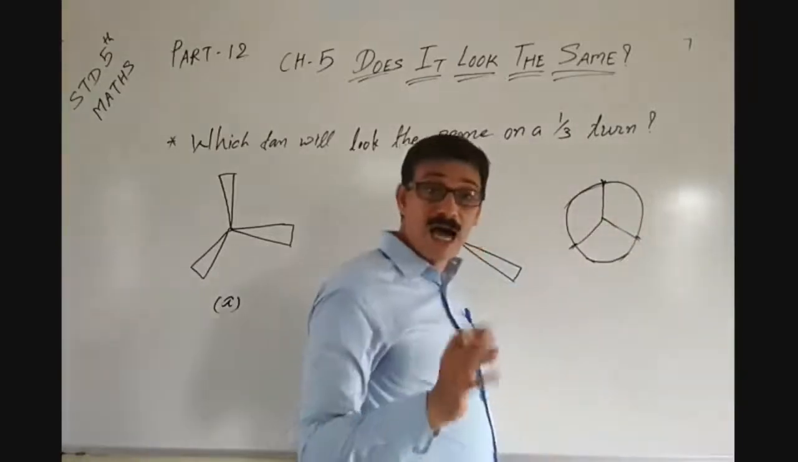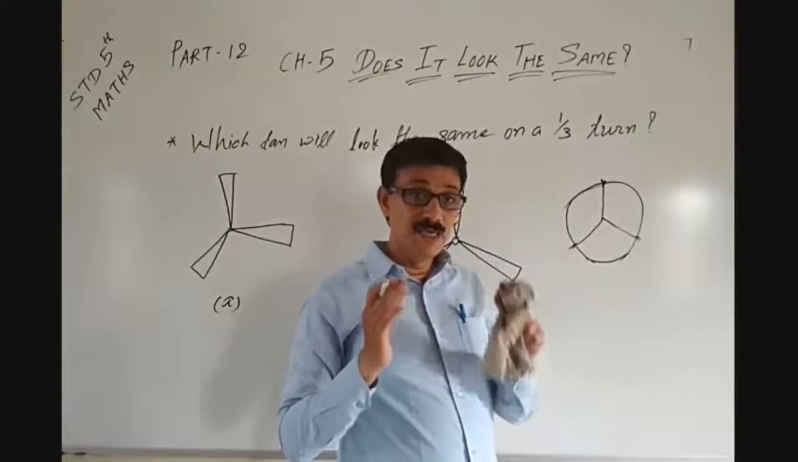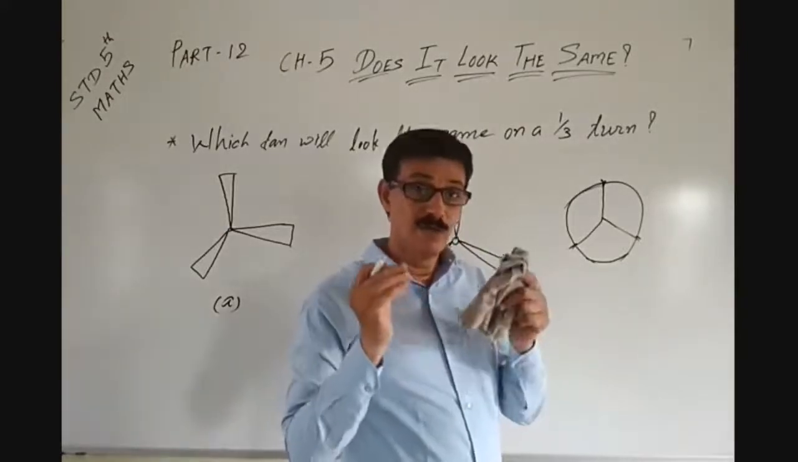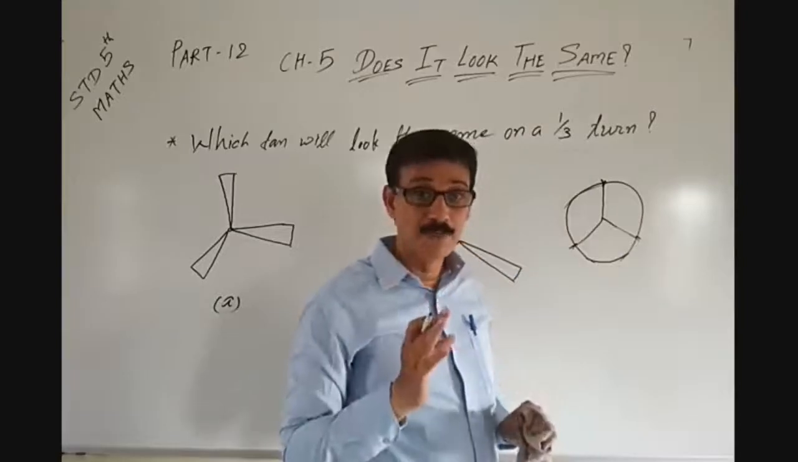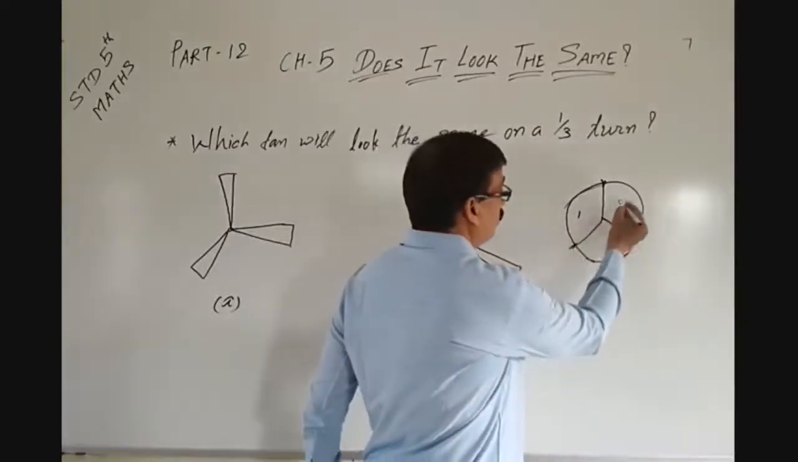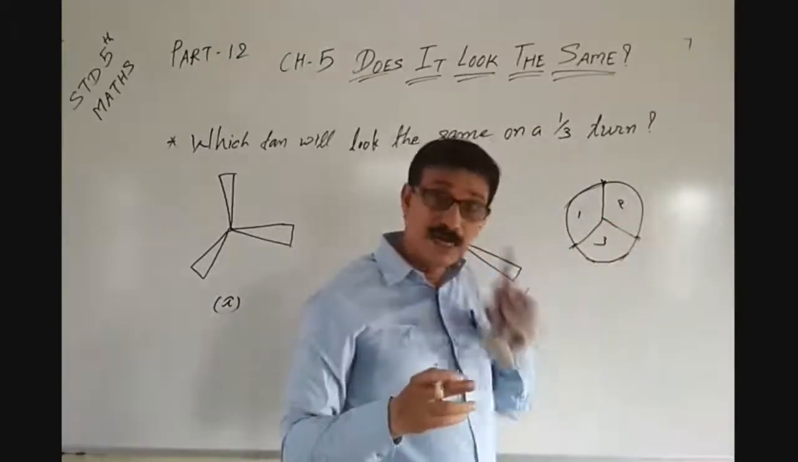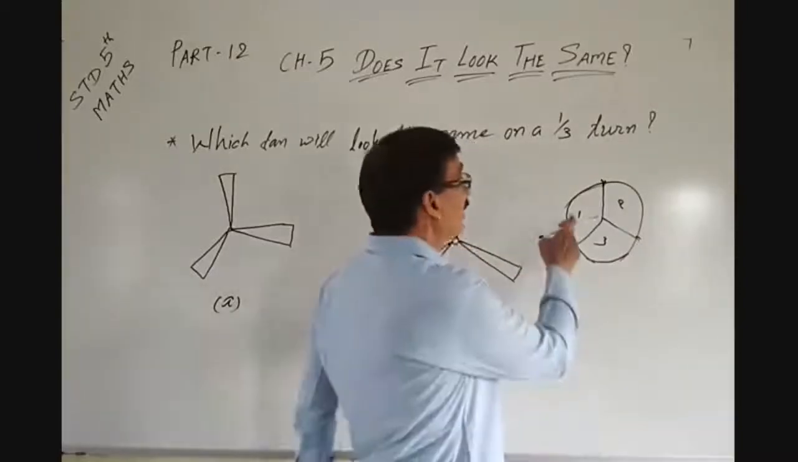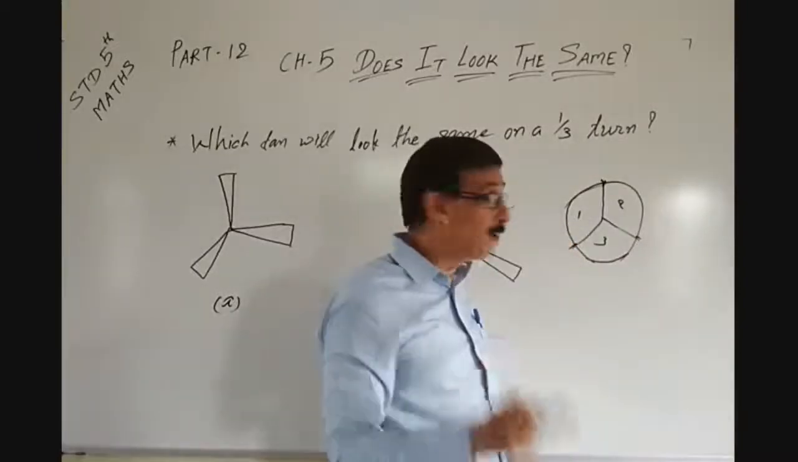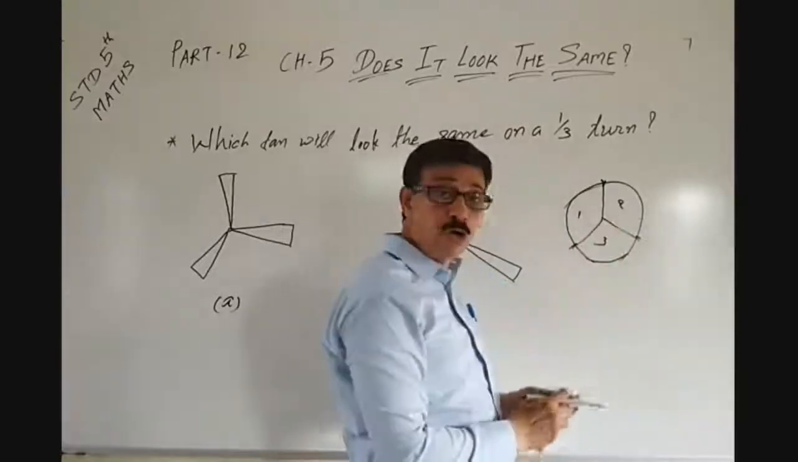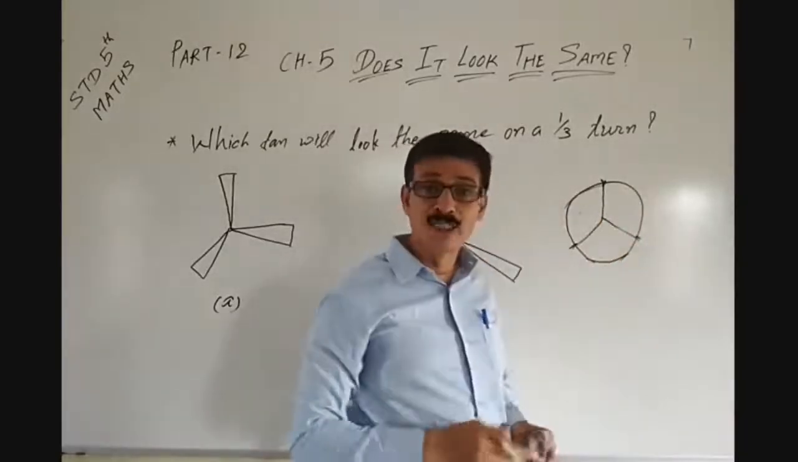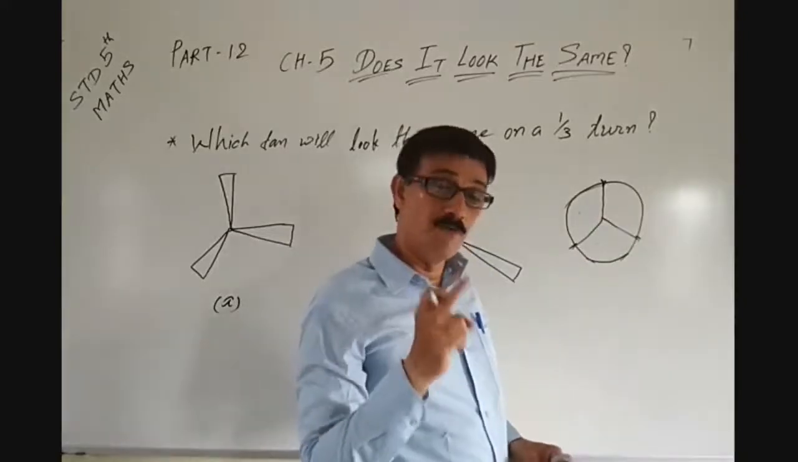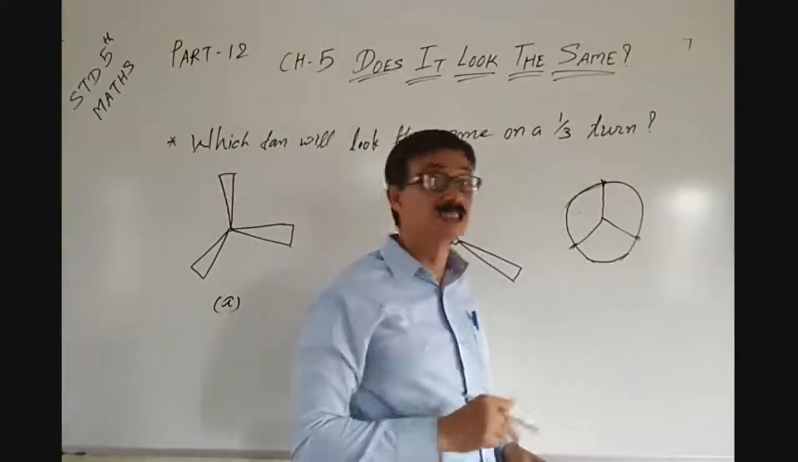Okay. Now what did we do? We divided the circle into three parts. Then this is 1, 2, 3. And we know that total three parts are there. Then this part is known as 1/3 part. This part also known as 1/3 part. And this part also known as 1/3 part. That we know. We understood this in the last chapter.